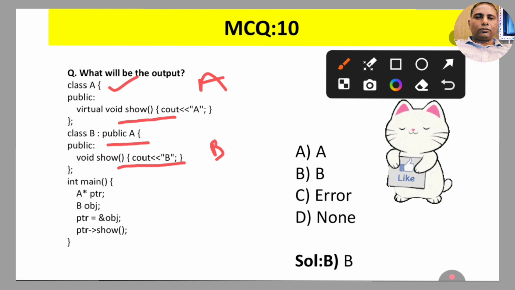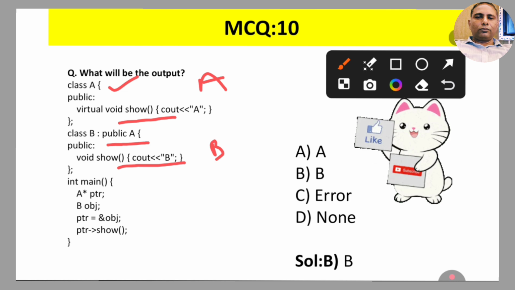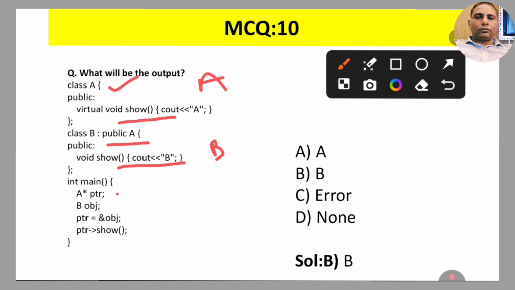We will see the pointer in lecture 14, the next lecture. Then we have made one pointer here, ptr, for class A. Now we have the object of B, that is the derived class. The pointer means the address of the object. Now we are writing ptr dot show.